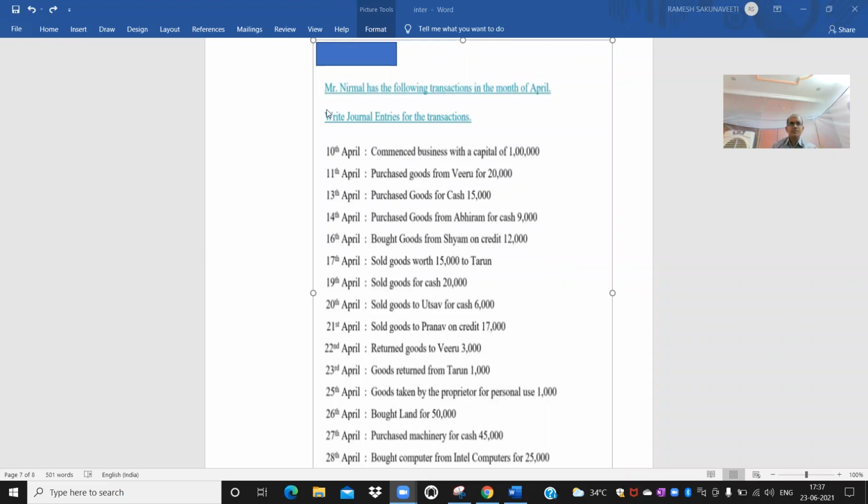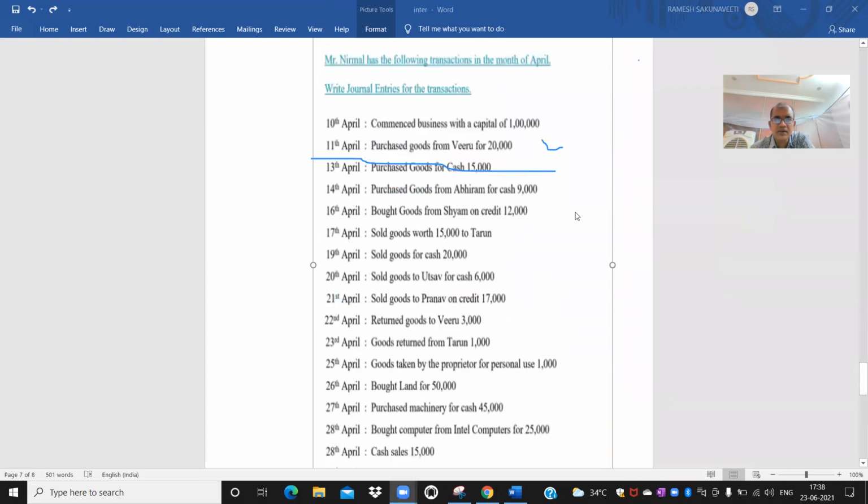So this problem we will discuss. Mr. Nirmal has the following transactions in the month of April. Write journal entries for the transactions. This is the problem given. First one, 10th April, commenced business with a capital of 1 lakh rupees. That is the first transaction that took place. Now you see.